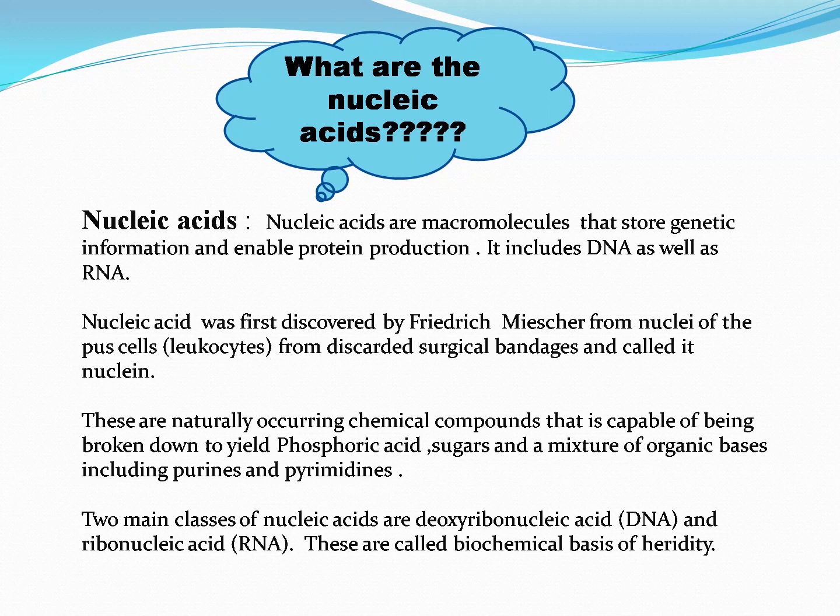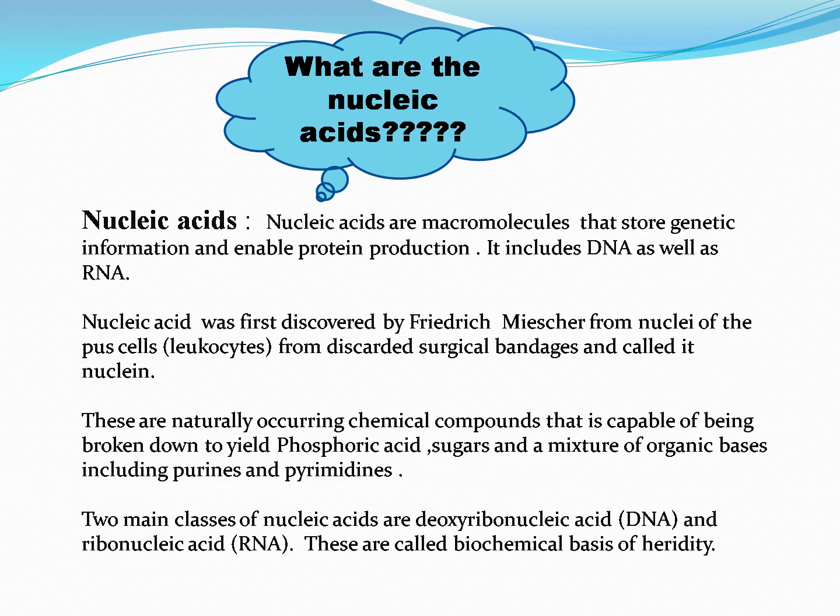How they are producing proteins, we will see in the next session, because it has a long process. First, it will go for the nucleic acid replication, then we will go for the transcription, then after that the translation, then it will go to the further protein products, and then it produces the proteins. It includes the DNA as well as the RNA. Nucleic acid was first discovered by Friedrich Miescher from the nuclei of the pus cells, leukocytes, from the discarded surgical bandage and called it nuclein. Means when it was first discovered, they called it the name nuclein.